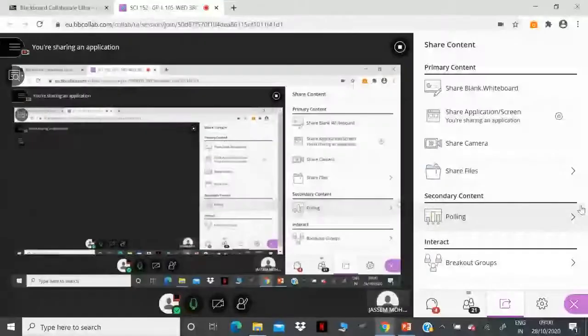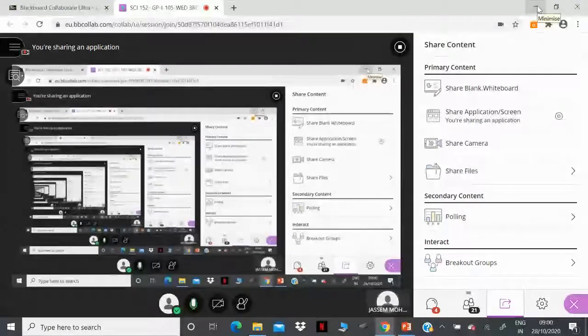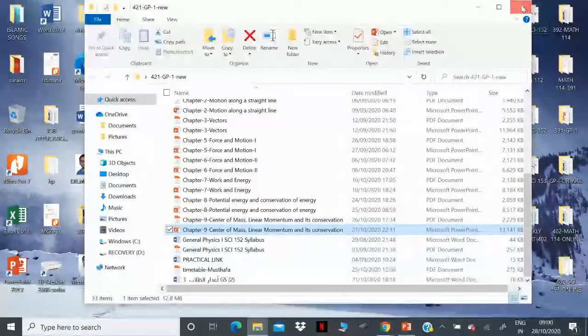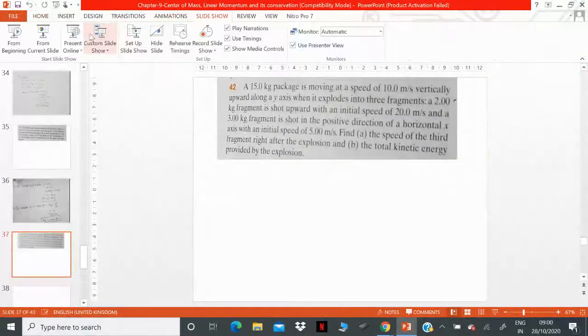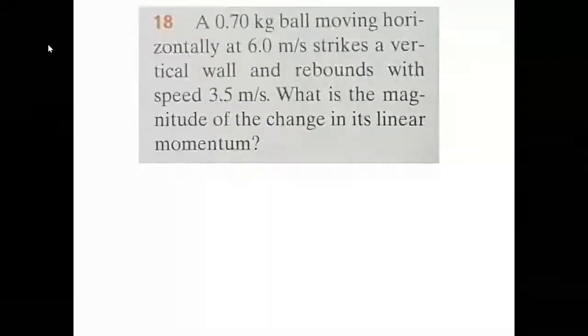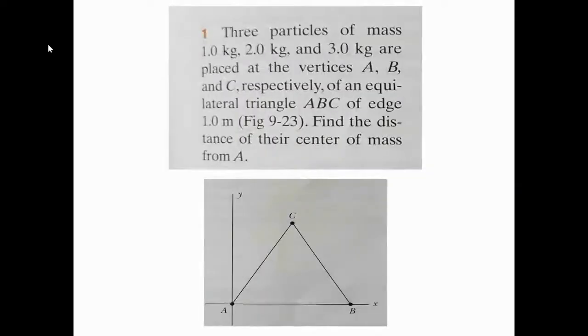Exercise chapter 1. Yes, we are going for solving the numerical question. Am I right? Yes. Okay. My screen is visible for you all. Yes. Okay. Okay, brother.